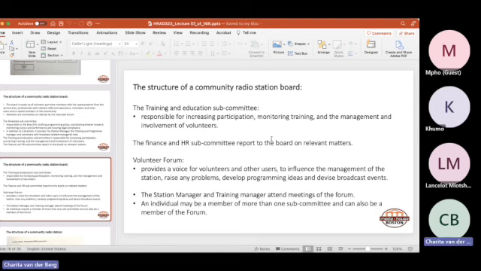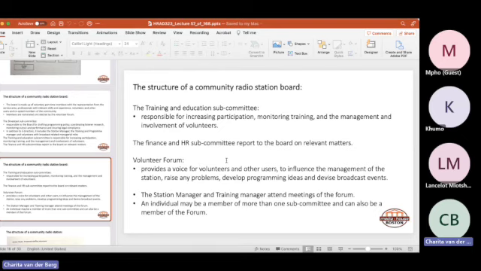Then we have the Training and Education Subcommittee, who are responsible for increasing our participation, monitoring our training, and the management and involvement of the volunteers. Then we have the Volunteer Forum. The Volunteer Forum provides a voice for the volunteers. So imagine any kind of forum where you can go and say things, right?